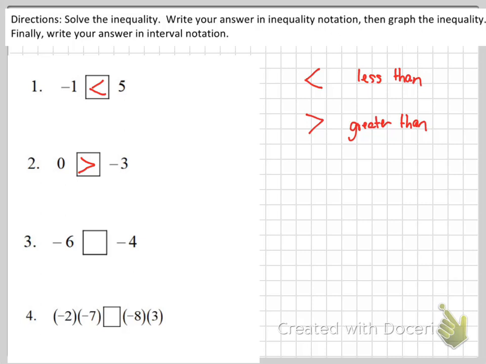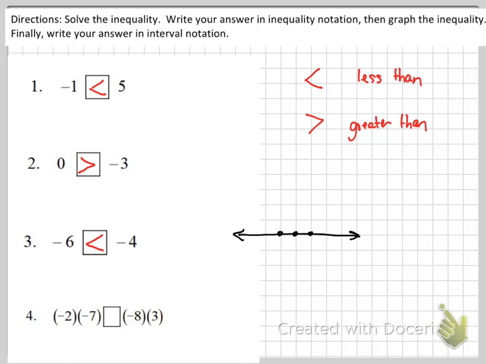How about negative 6 and negative 4? Which one is larger? Would you rather owe $6 or would you rather owe $4? Well, the truth is that if you only owe $4, then you actually have more money than the person who owes $6. Remember, another way to think about this, if the money analogy does not help, is a number line.